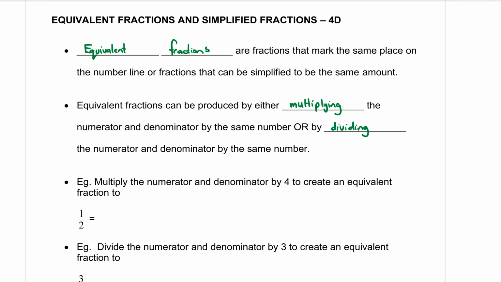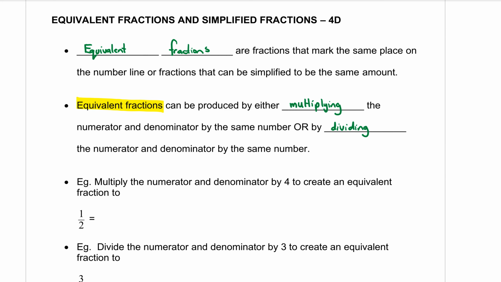So equivalent fractions are fractions that mark the same place on the number line, or fractions that can be simplified to the same amount. Equivalent fractions can be found or produced by either multiplying the numerator and the denominator by the same number, or by dividing the numerator and denominator by the same number.